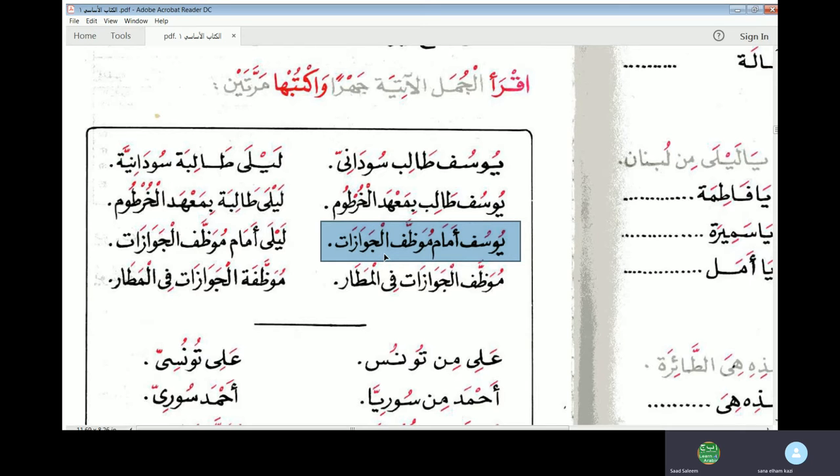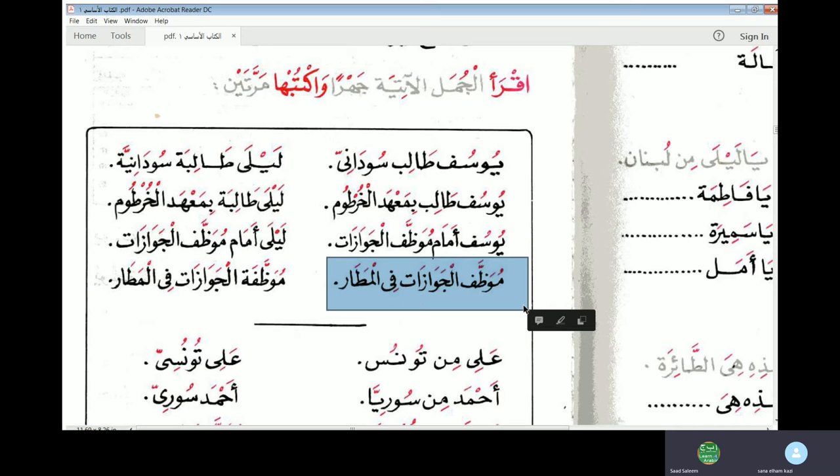Yusuf is in front of the passport officer. Amama means in front of. Yusuf amama muwazzaf al-jawazat. Layla is in front of the passport officer too. Layla amama muwazzaf al-jawazat.